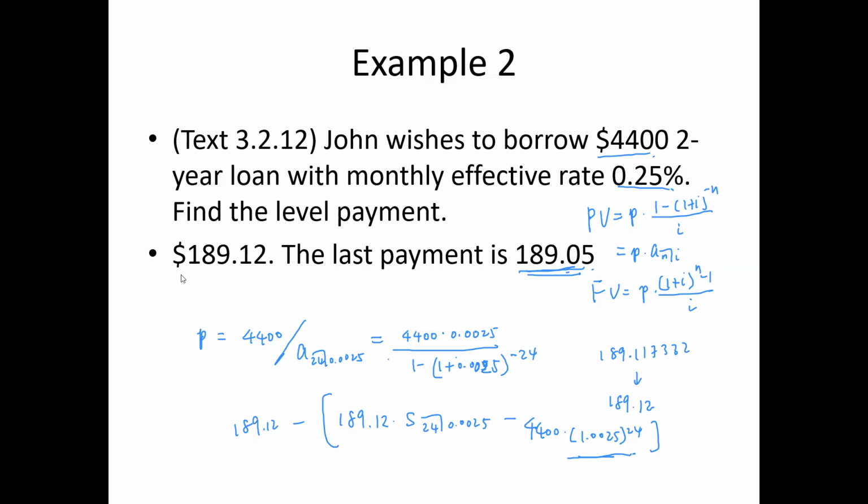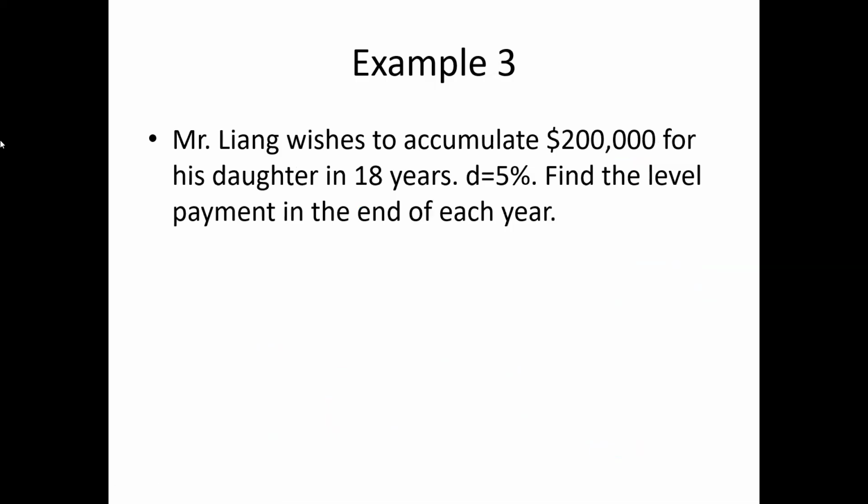Next problem. Mr. Leon wishes to accumulate $200,000 for his daughter in 18 years. d equals 5%. Find the level payment at the end of each year. So it's an annuity immediate. This is the accumulated value, which is the future value. So we set up this equation as 200,000 equals P times (1 plus i to the 18 minus 1) over i.